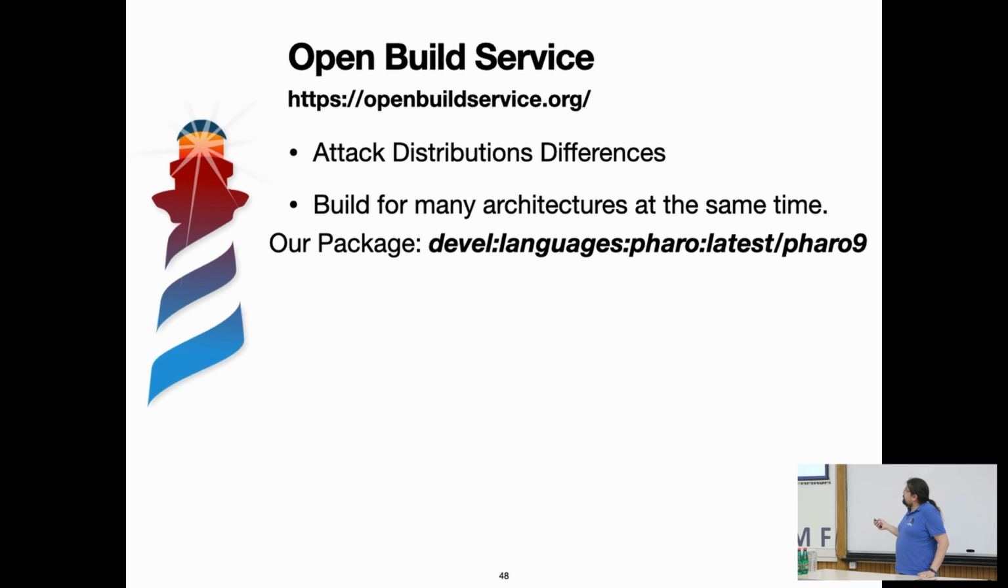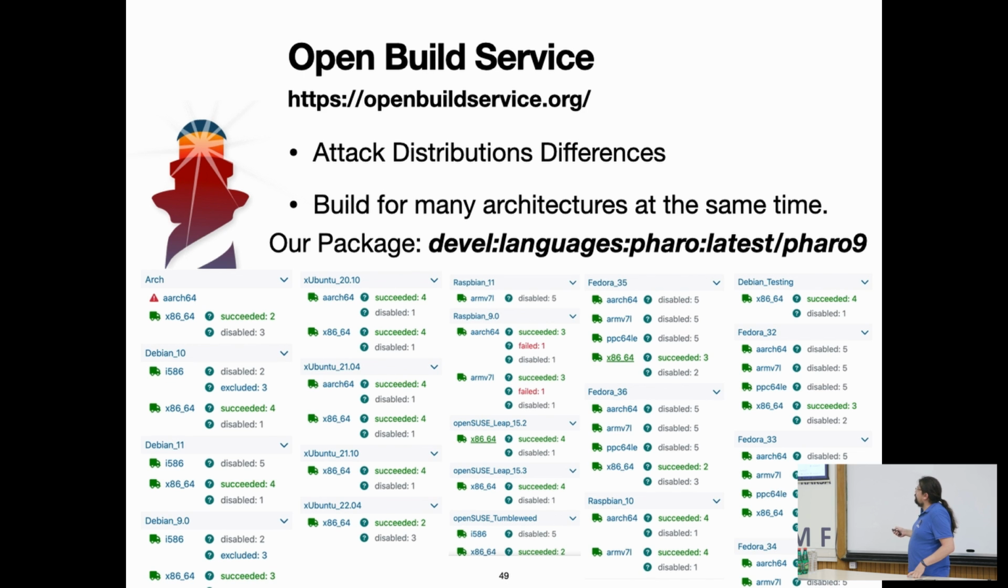So for doing that, the people of SUSE came with the idea of having this service that is really cool for generating packages for a lot of different distributions. This is the map. Sorry if it's not so readable, but the important thing is that there are a lot of distribution and architecture combinations. This is the map of packages that we are generating for the Pharo project.